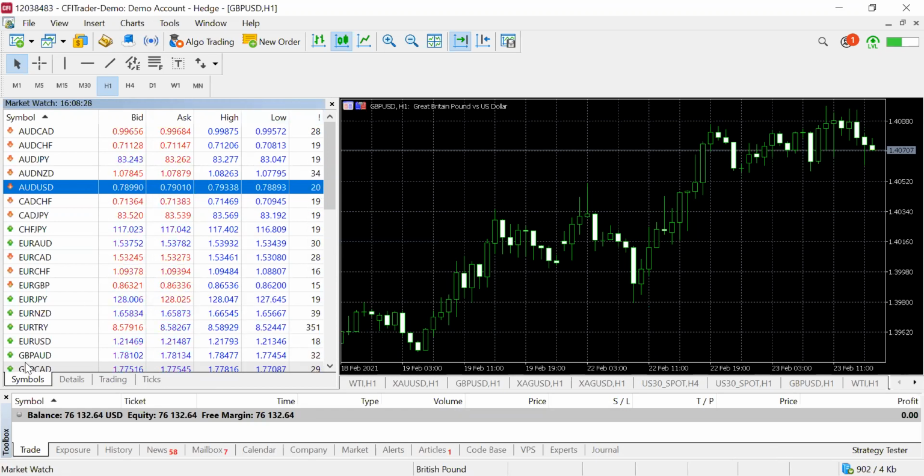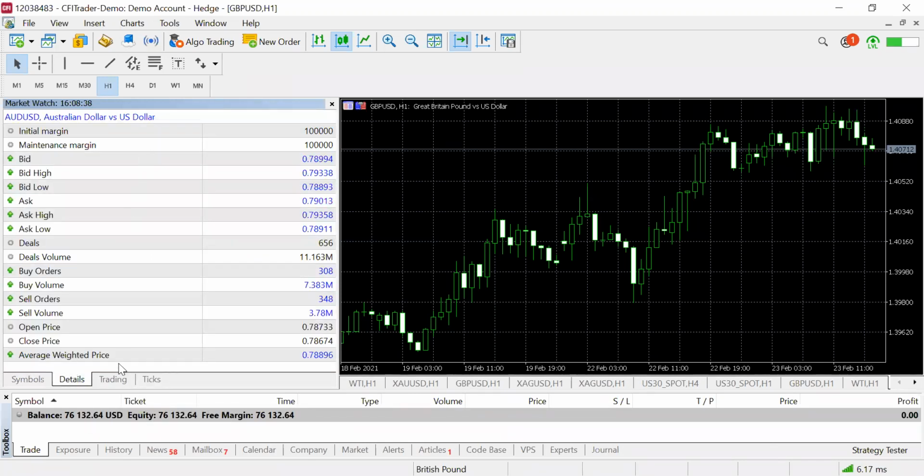Also, as you can see here a little bit at the bottom, you have 2 more options for the market watch window. So here, for example, you can see the titles. If you want to find out a bit more about, for example, this particular currency, like the Aussie dollar, it will give you all the information that you need.